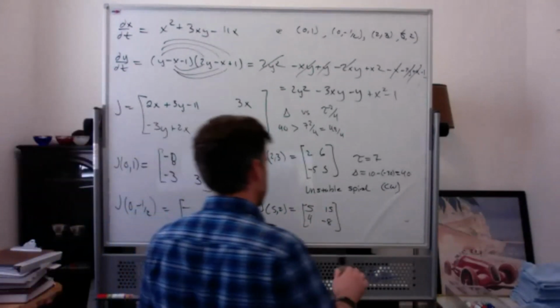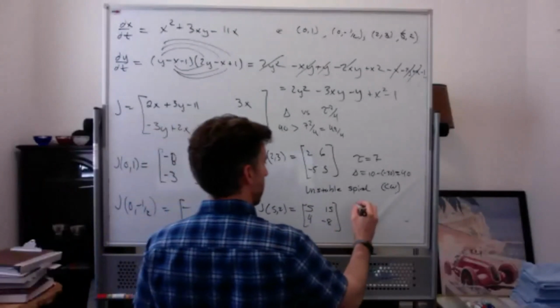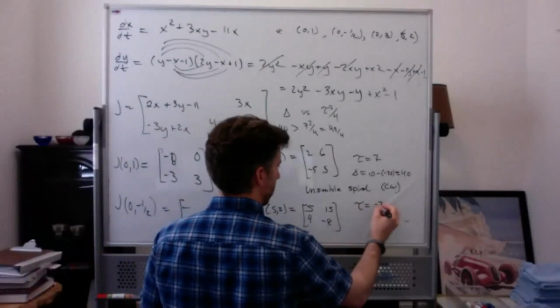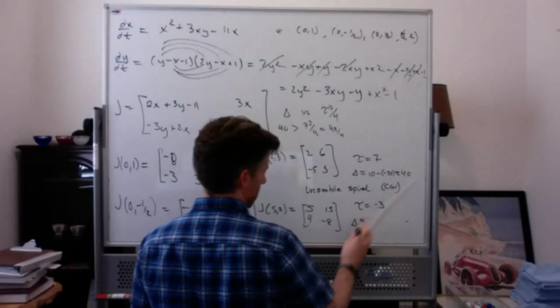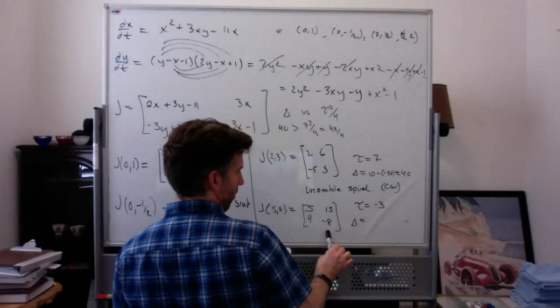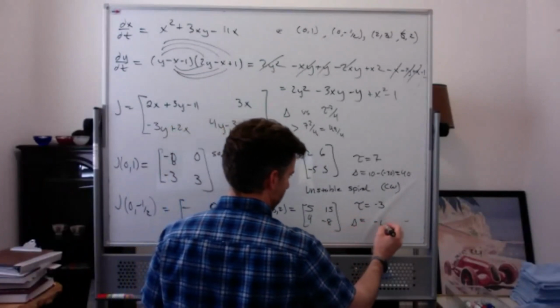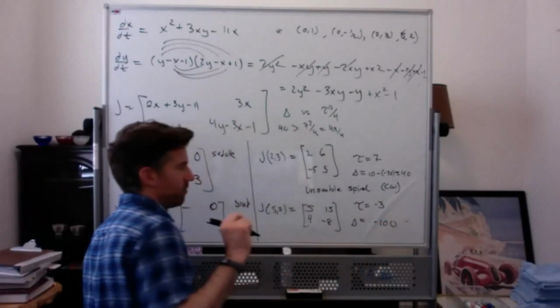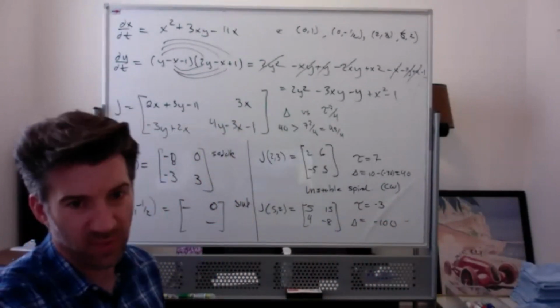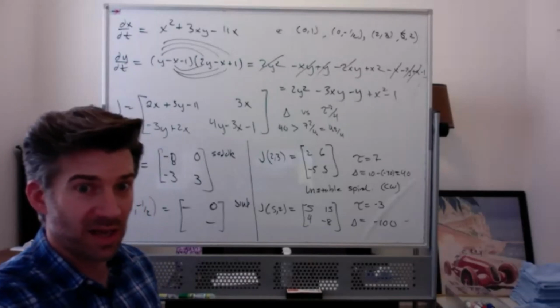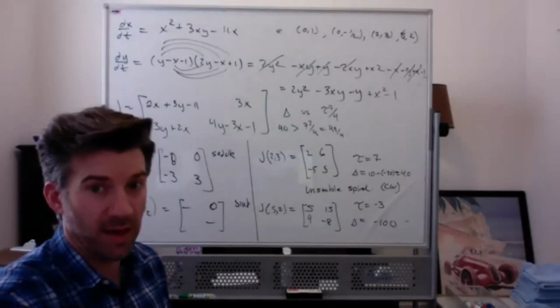So here we can do the same thing, right? Let's look at our trace. It's negative 3. Our delta is negative 40 minus 60, which is negative 100. And in fact, we don't even need the trace here. Knowing that delta is negative means we have a saddle.